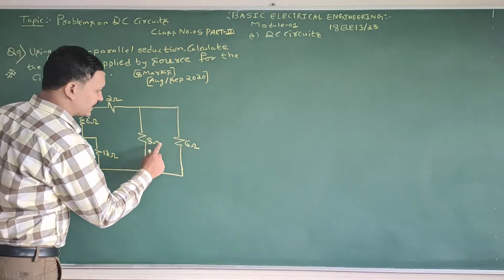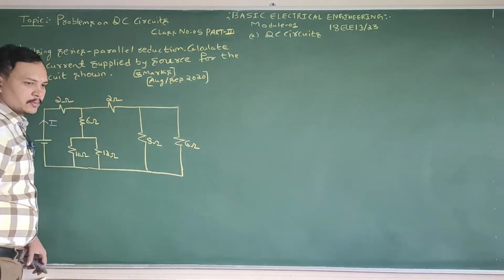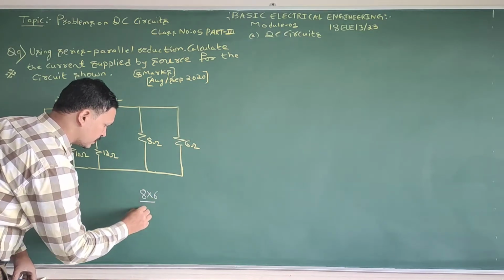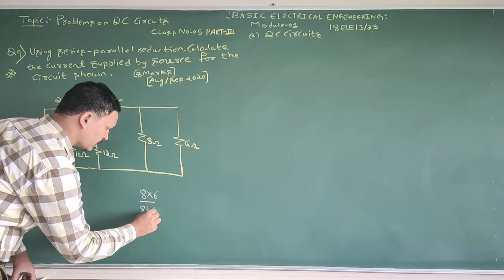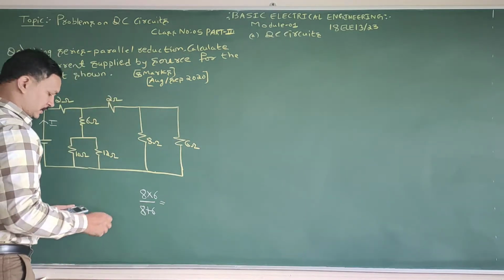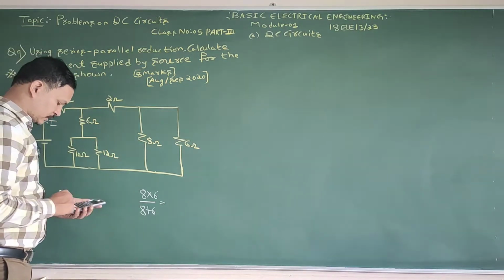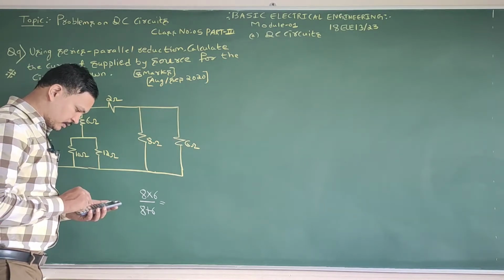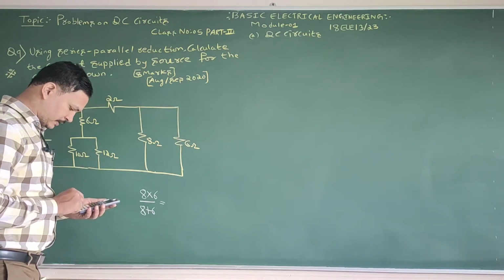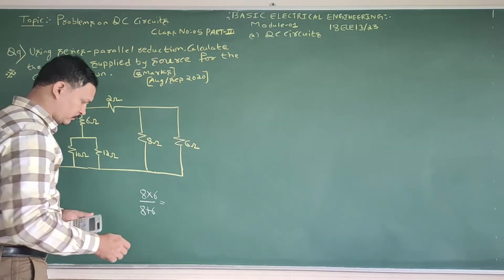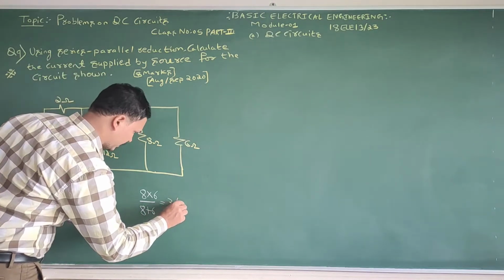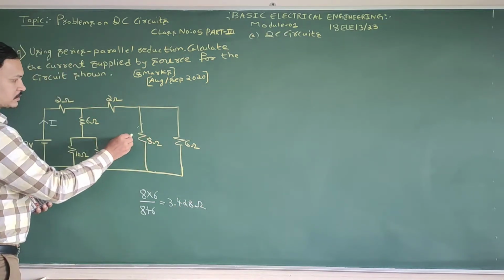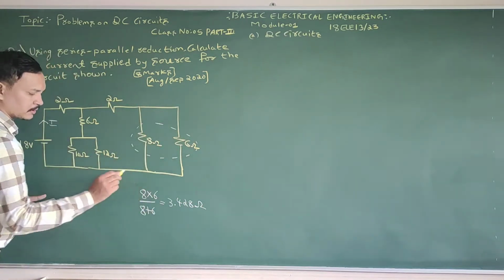Look here, 8 ohm and 6 ohm are connected in parallel. Two resistors are connected in parallel, so you can write 8 into 6 divided by 8 plus 6. Multiply this and do the simplification. You get 3.428 ohms. The effective resistance of this combination is this much.